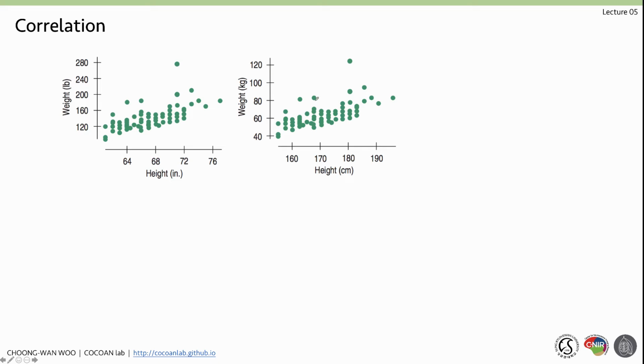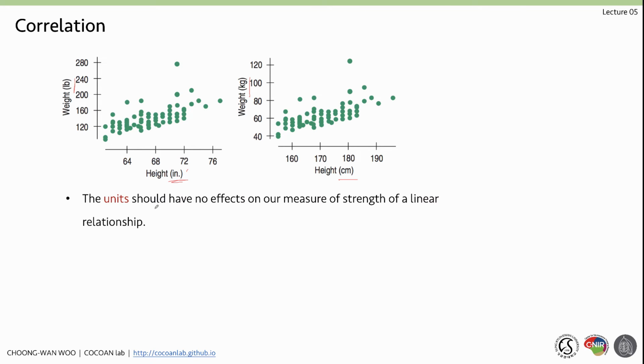There are two scatter plots here, and what is the difference? Okay. Can you find? Yes, the scales are different. So in the left side plot, we are using pounds and inches for weights and heights, and in the right side plot, we are using kilograms and centimeters as its scale. But the shapes are the same because they are just a rescale. The units should have no effect on our measure of the strength of a linear relationship because they should have the same measure for the strength.